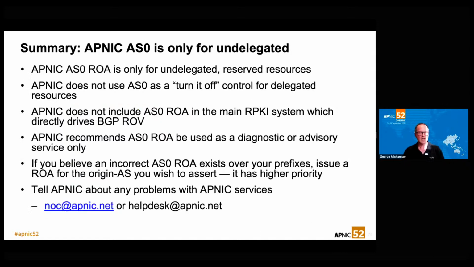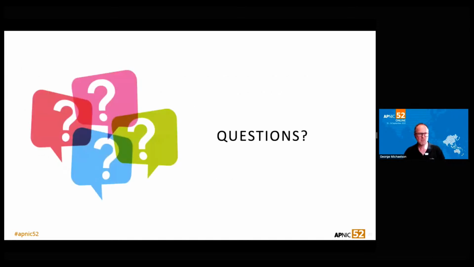So in summary, APNIC AS0 is only being operated for undelegated resources. It's a turn-it-off service only for the undelegated resources. We don't use it to control visible active routing. We don't include it in our main RPKI system. We recommend that you only use it for diagnostics. And if you believe at any stage there's been a problem, please let us know. Thank you for letting me talk today.